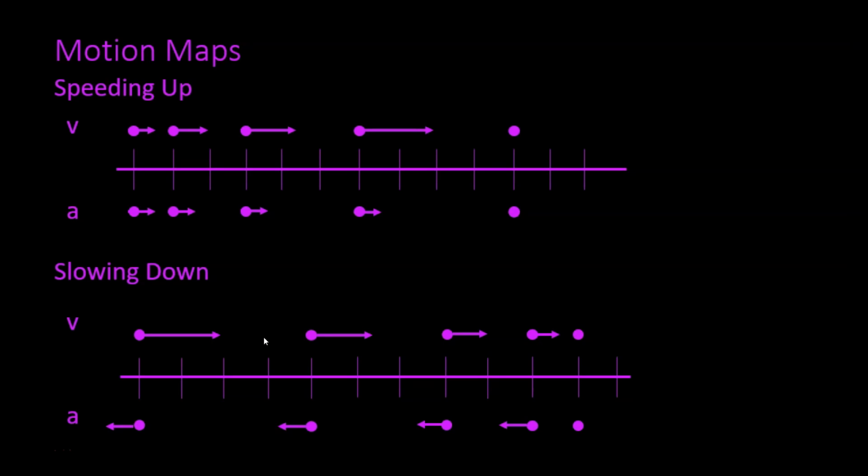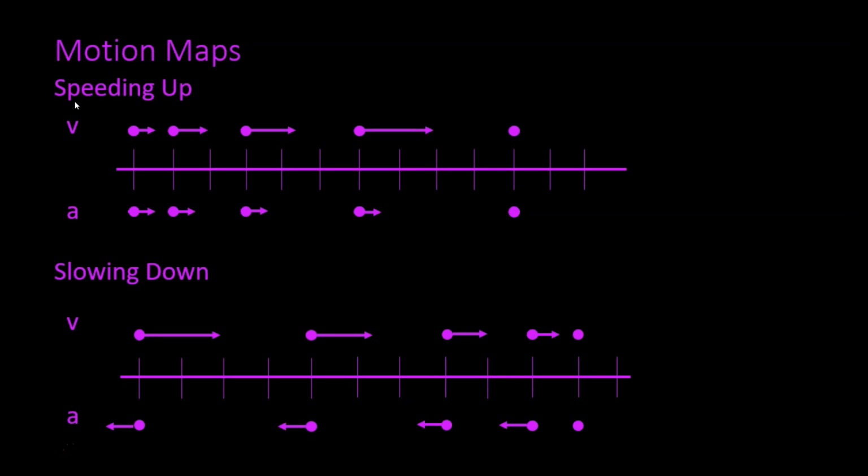And one characteristic of an object slowing down, the velocity arrows and the acceleration arrows will always point in the opposite direction. So in this case, the object was slowing down to the right, so the velocity arrows are pointing to the right, and the acceleration is pointing to the left. If the object was moving to the left, then the velocity arrows would be pointing to the left and the acceleration arrows would be pointing to the right. When an object is slowing down, the acceleration is always in the opposite direction of the velocity.